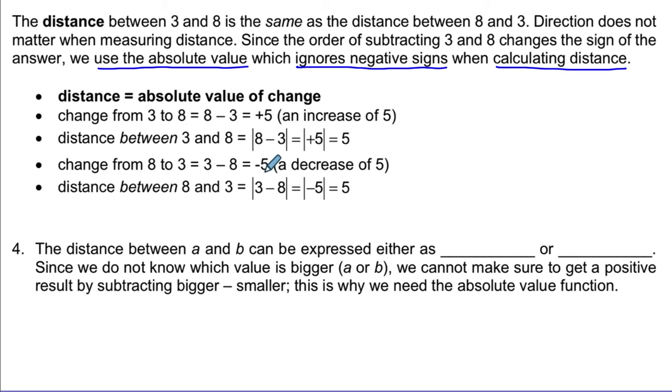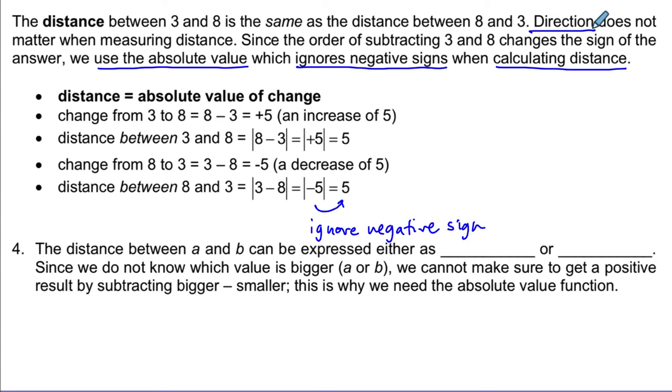And similarly, the change of negative 5 has a distance which is just 5, because the absolute value ignores the negative sign. And so our distance of 5 is the same whether we go from 3 to 8 or 8 to 3 in calculating distance. Absolute value ignores the negative sign.